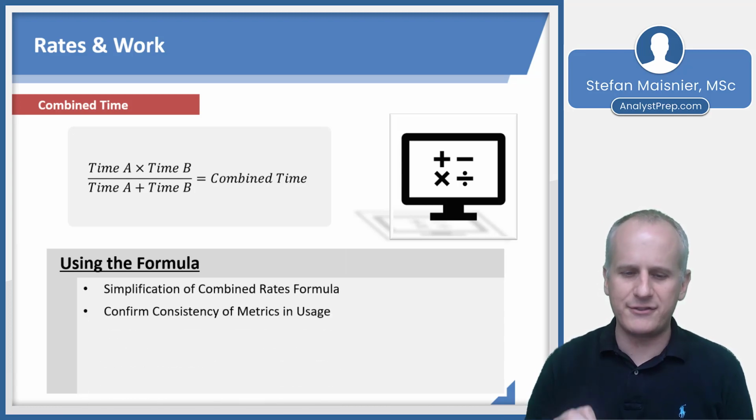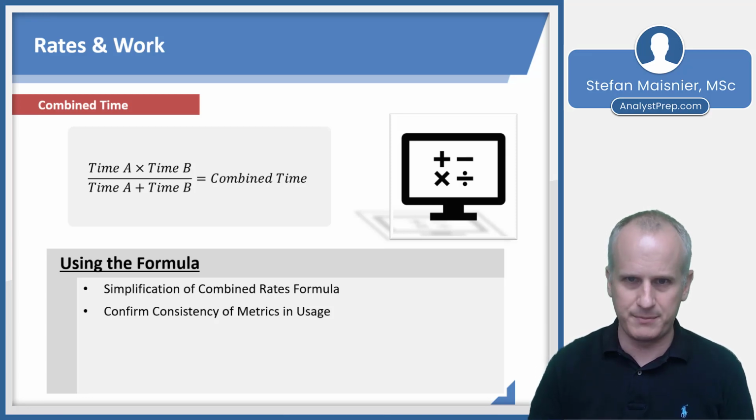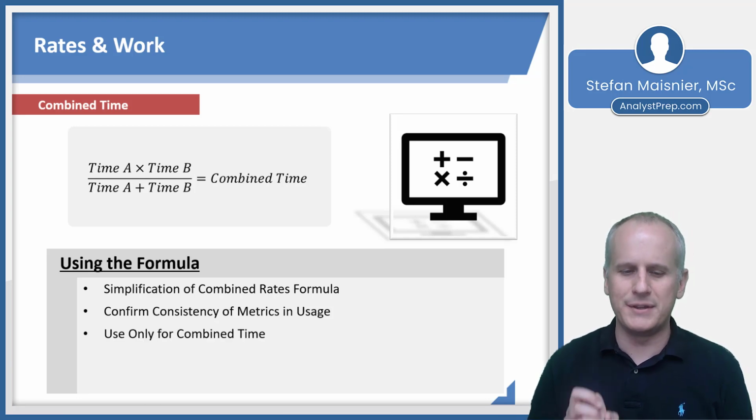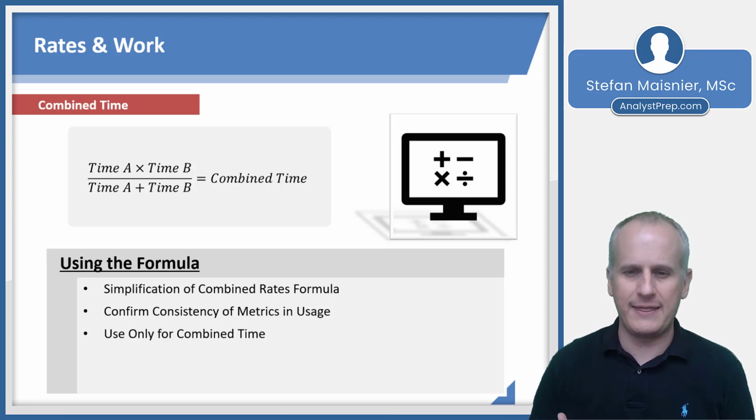But you have to make sure that the metrics are consistent so that you're doing everything in minutes, everything in hours, whatever it may be. Because if you switch minutes to hours and don't make sure that each of the times are in a consistent metric, obviously you'll get an incorrect response. But you have to make sure you deploy this only for combined time. It doesn't work for anything else. And really, it's a shorthand that works for one specific use case, but a use case that is frequently deployed enough that you want to know it.